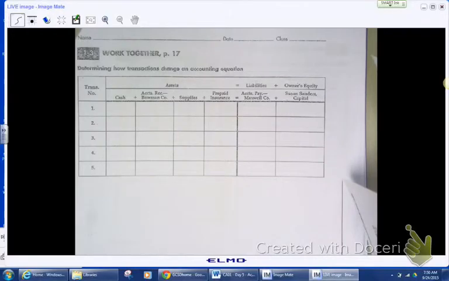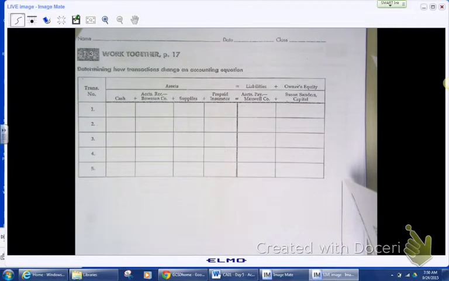So we're going to work on the work together on page 17. We're going to look at transactions and how they change the accounting equation, similar to what we did the other day where we did the pluses and the minuses, okay? And for every transaction, there's always two accounts that are affected, so when we read the transaction, we're going to try to think about which of the accounts that are here are affected by this particular transaction, okay?